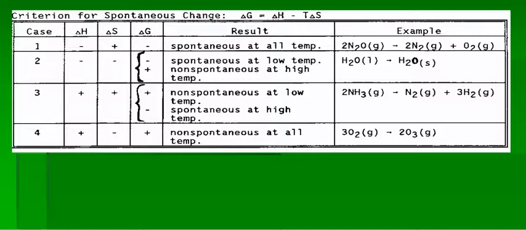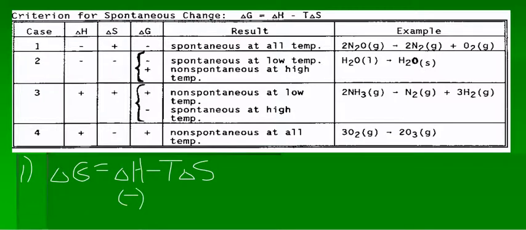There are 4 possible cases going back to this equation right here. You do not have to memorize these 4 cases. Here's the deal. If delta H is negative and delta S is positive, I'm looking at case number 1, that means delta G will always be negative in case number 1 because H is negative, S is positive, but this quantity back here will be negative. Delta G will always be negative, so in case 1, it will always be spontaneous.